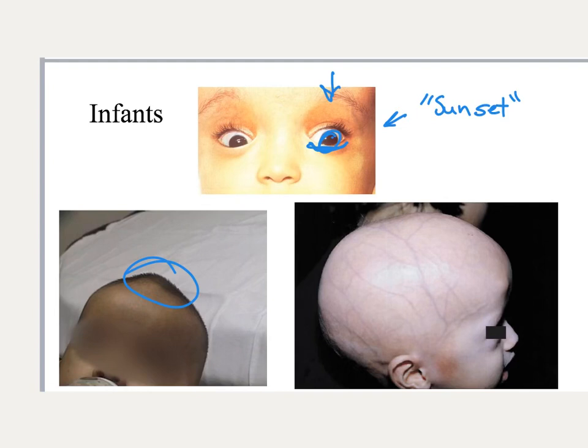Sometimes, though, the fontanelles may be small, may be harder to see, but we still see an increased head circumference, like in this picture here. You'll also notice that the scalp veins are very visible on this patient. That's another common sign of increased intracranial pressure.